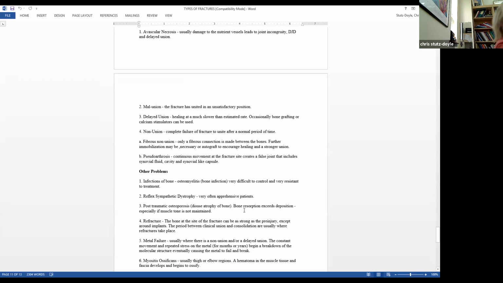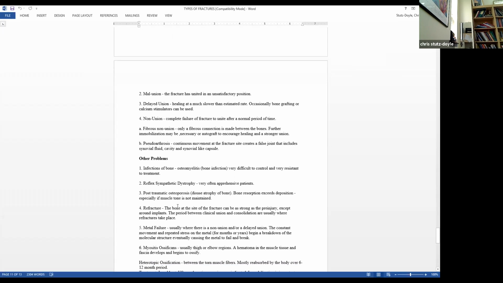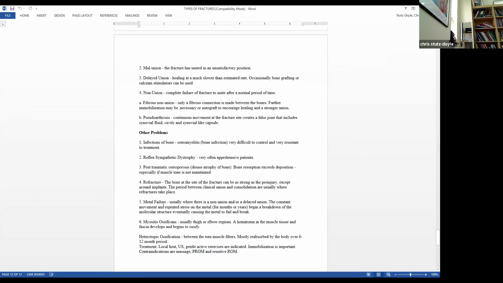Remember we said that bone resorption exceeds deposition, especially if their muscle tone isn't maintained. Could also have a refracture, especially around implants, a refracture of the site. And if we have implants and we have a refracture, the surgeon has to go in, and if it is associated with a total hip or total knee replacement, that total hip or total knee would have to be replaced also.